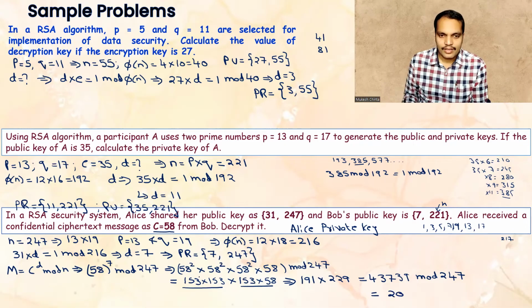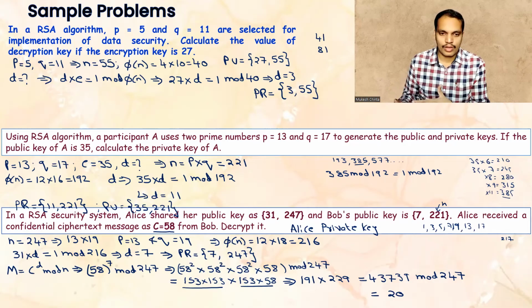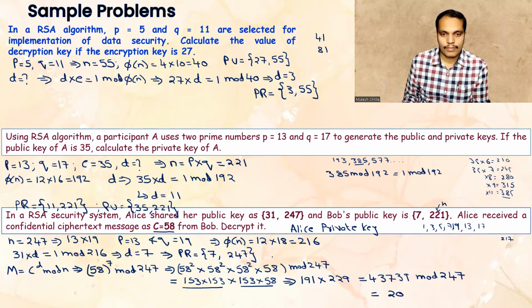So if you understand, having large numbers should not scare you. You need to break it down into small things. So 58 square, 58 square. If you're good enough, you can simply write 58 power 4 into 58 cube. You can do that as well, no big deal. So here, your M, the original message that is sent, is 20. So this is how you performed a decryption.